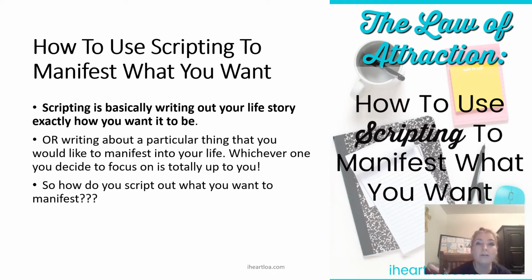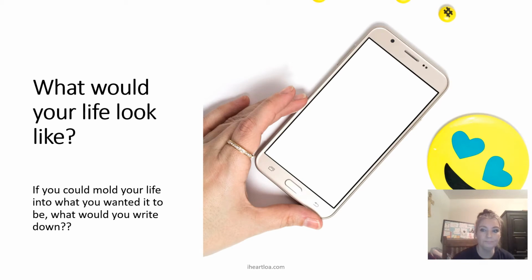So, how do you script out what you want to manifest? Okay, you gotta ask yourself this. What would your life look like if you could mold your life into what you wanted it to be? What would you write down? Okay, as simple as that. What would you write down?